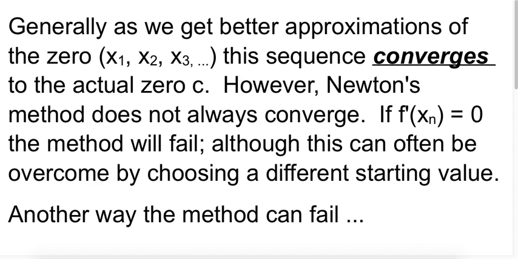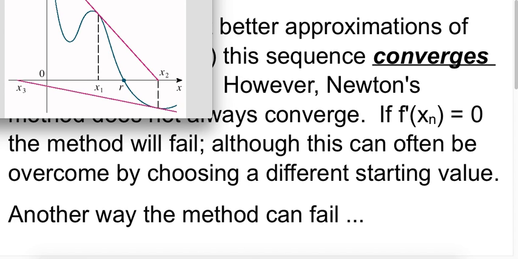So remember with Newton's method, generally as we get better approximations, as we go through all the different iterations of Newton's method, the sequence converges, okay, so it gets closer and closer to the actual zero. But it doesn't always converge. For example, if the derivative is 0 at any point, the method will fail, although you can often overcome that problem by picking a different starting value.